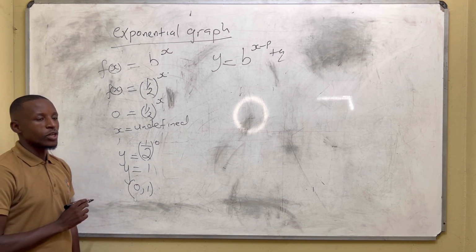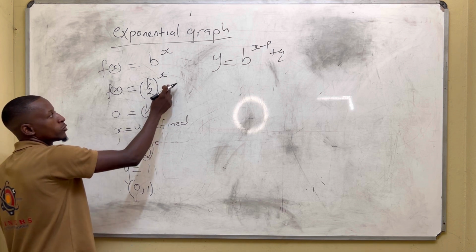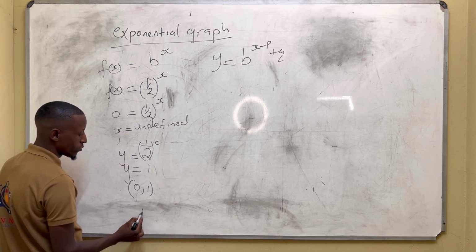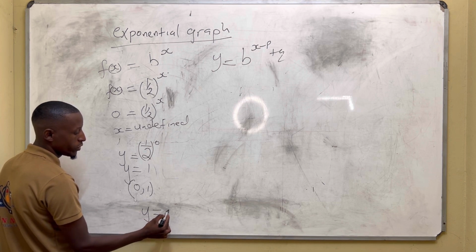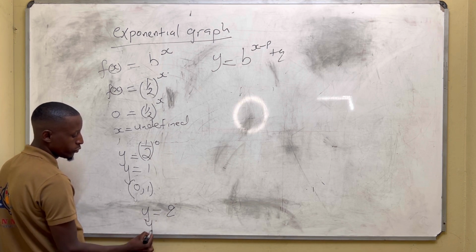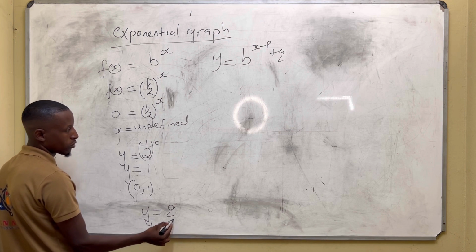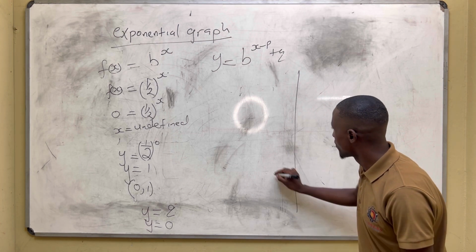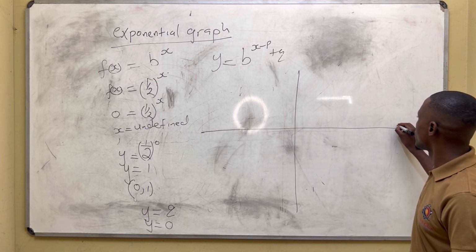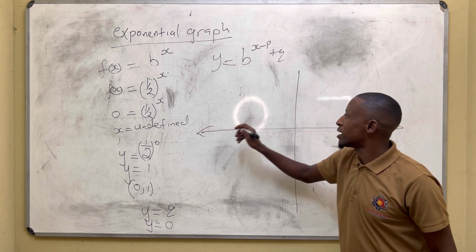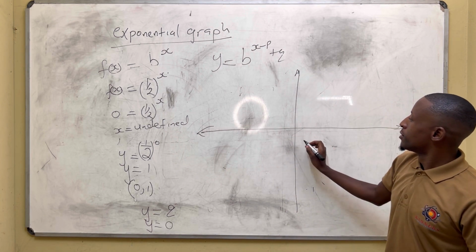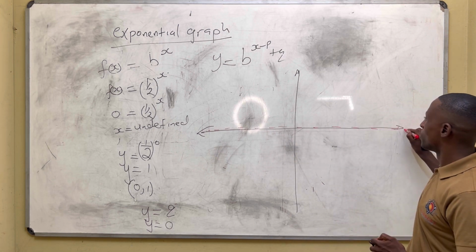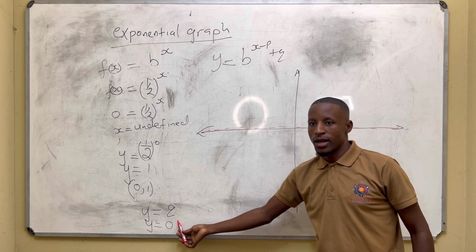Let us go to the equation of the asymptote. Our asymptote is represented by q, but we don't have a q, so the equation of the asymptote is y equals q, which will be y equals 0. Let us go to the sketching of the graph. This is what we're going to have. In the sketch, our asymptote is this one, where y is 0.